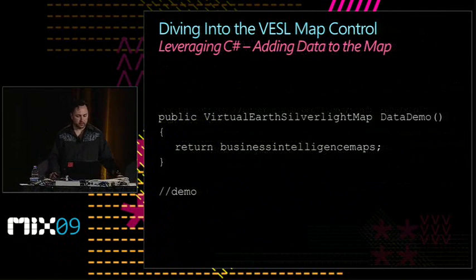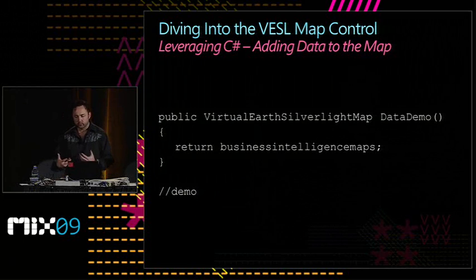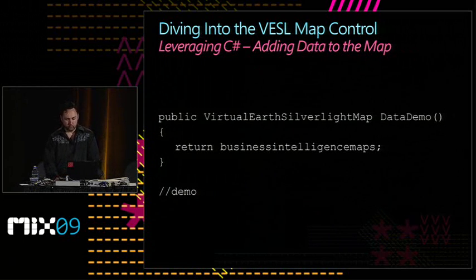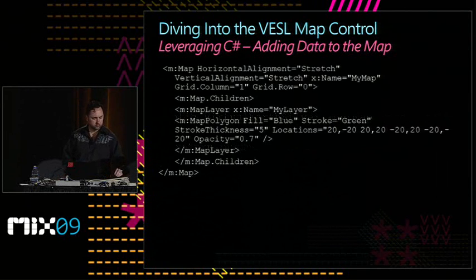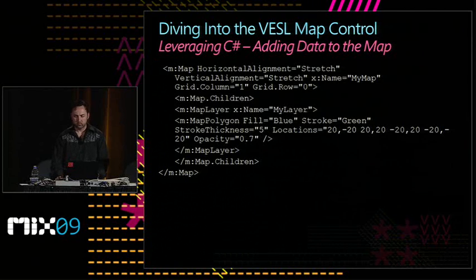Now what about adding data to the map? Okay, this is where it gets interesting. We want to add push pins to the map. So I've got a demo here. This is the code we'll walk through. Take a look at that. So I want adding push pins.